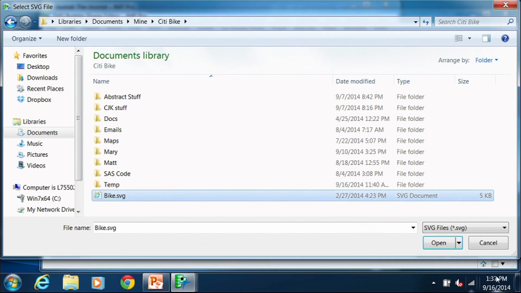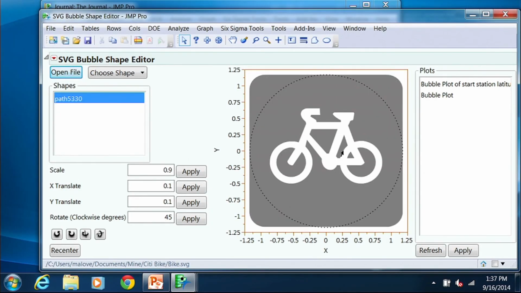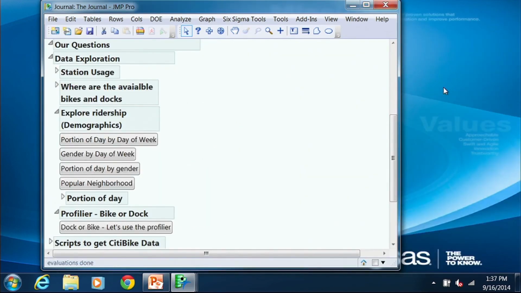And you can see I have one here. If I open it up, there's the icon. And now you can create your own customized icon. And it knows what bubble plots have open. Now, I like to have this for the Graph Builder if anybody's taking notes.